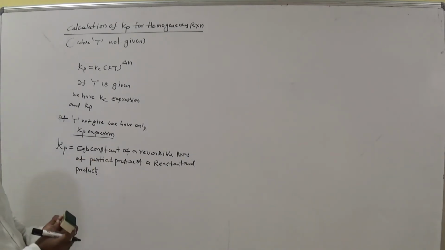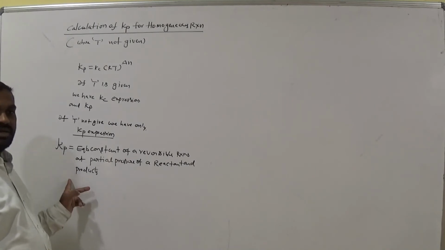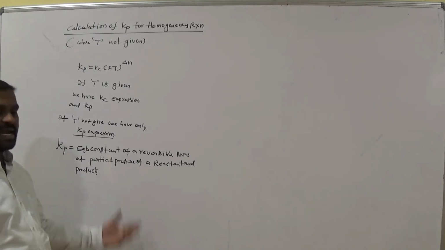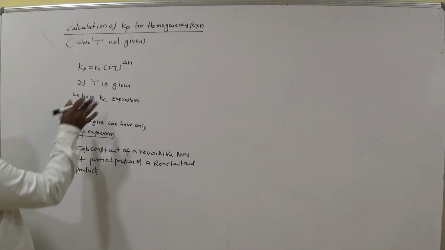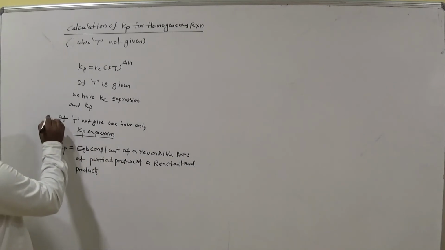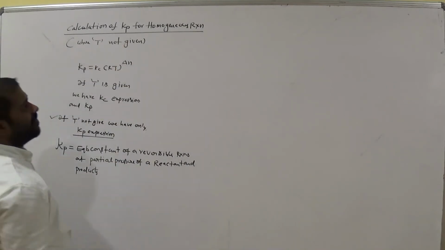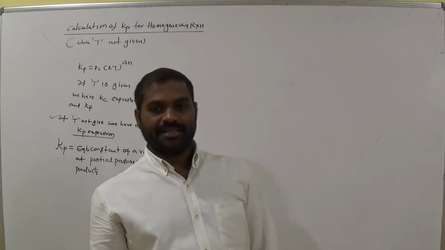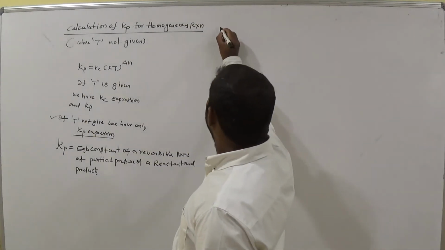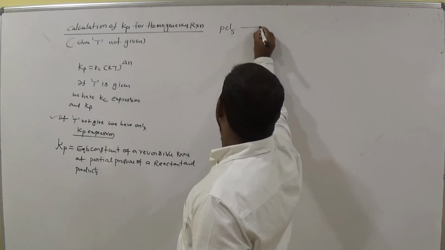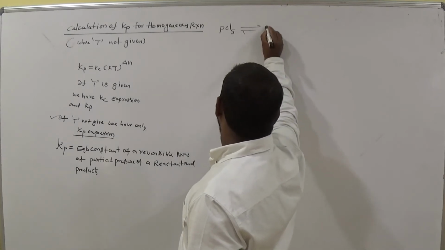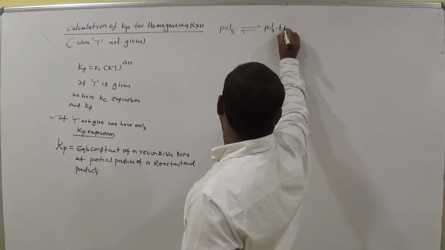It is also an equilibrium constant, in which case we consider the partial pressures of the reactants and products, as we already discussed. So if temperature is not given, then how do we calculate Kp? For example, this is the reversible equation: PCl5 reversible PCl3 plus Cl2.